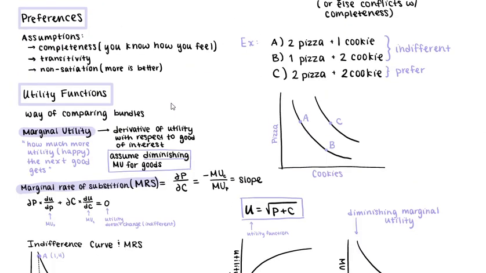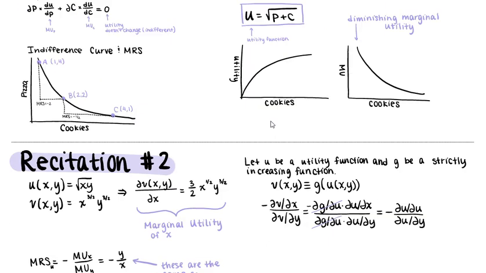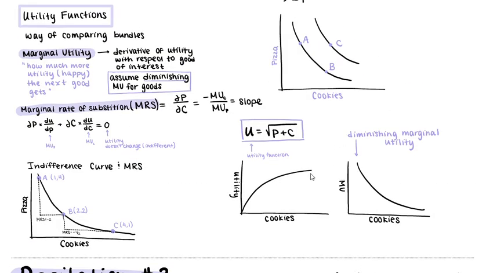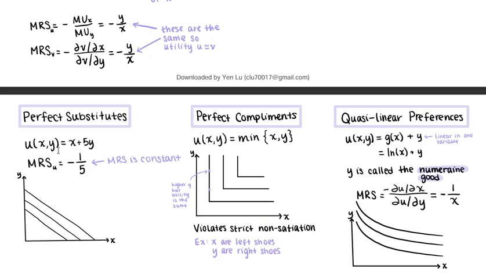They contribute a different amount of units, but regardless, it's the same. So MRS equals negative 1/5. That means you're willing to give up 1/5 of pizza to get one more cookie. Yeah, because it's 5 times y, so the marginal utility of y is 5 times the marginal utility of cookies.